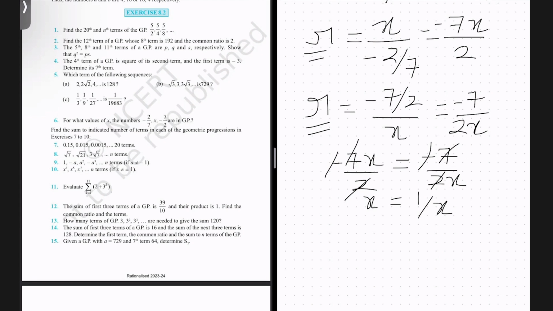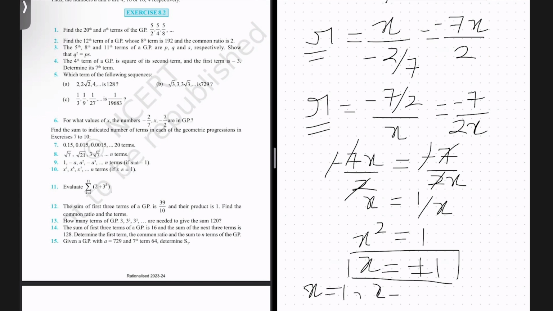Solving this further, let us multiply both sides by x. What you get is x squared equals 1, and when you solve this, you get x equals plus minus 1. So there are 2 values, x equals 1 and x equals minus 1, for which these 3 terms are going to be in a GP. There are 2 values of x for which these 3 terms are going to form a GP. Correct.